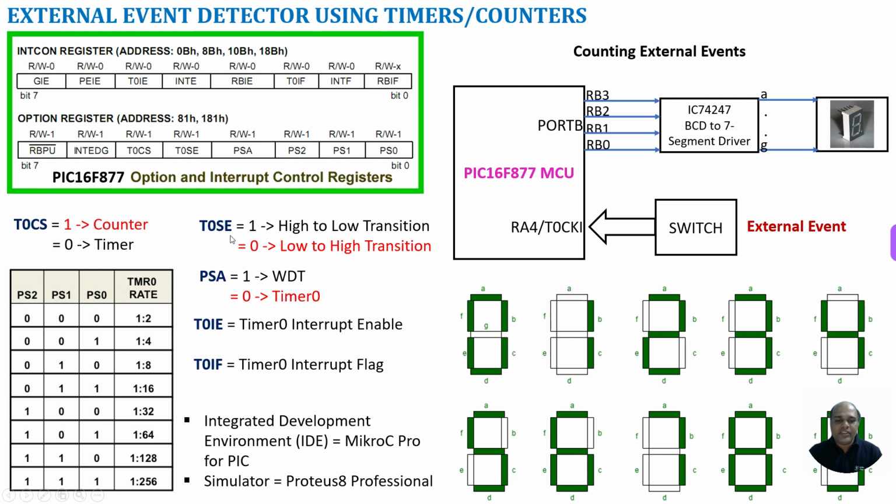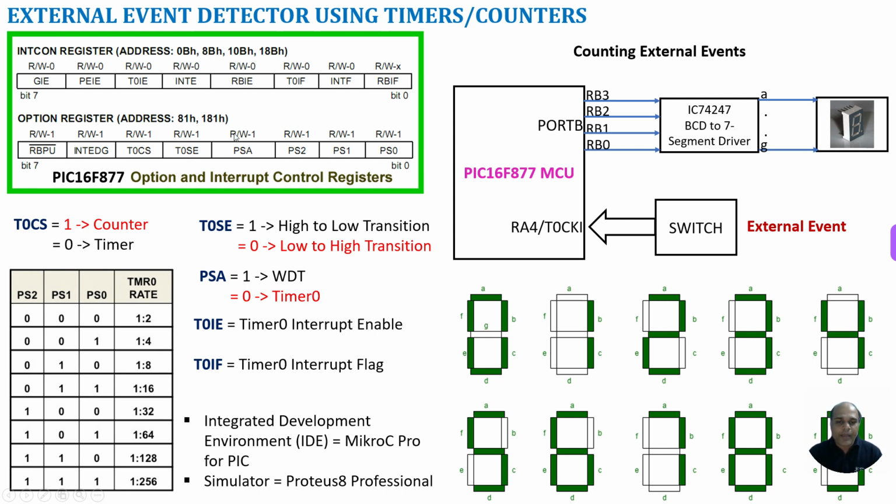Then I have T0SE. T0SE is the timer 0 select edge. I have a T0CKI pin where the event occurs. So whether this event should be recognized when it happens as a low to high transition or a high to low transition can be programmed as well. If T0SE is 1, then a high to low transition on this T0CKI pin will be considered as an event. If T0SE is 0, then a low to high transition on this T0CKI pin will be considered as an event.